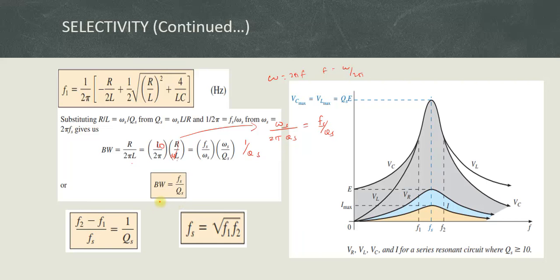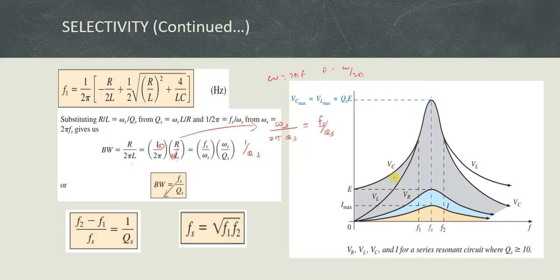Another way is to rearrange this equation, taking fs to the LHS. We know that bandwidth equals f2 minus f1, so fs divided by the bandwidth equals Qs. If the upper cutoff frequency, lower cutoff frequency and resonant frequency are known, my quality factor of the coil is automatically determined. So there are three different formulas available to find the quality factor of the coil. By solving this equation, my resonant frequency fs equals the square root of f1 into f2.